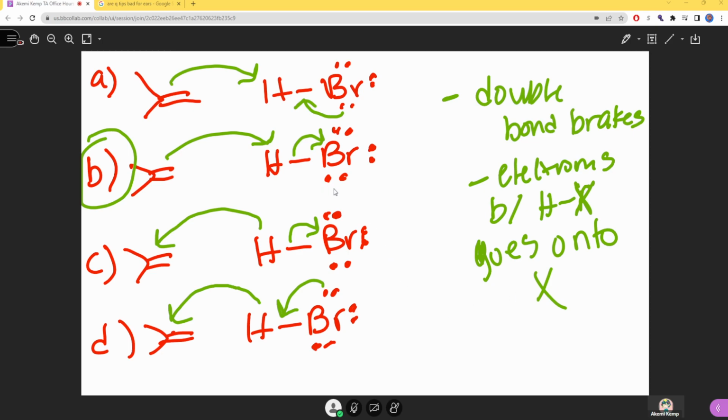It isn't A, because that's not how it works. The tail of the arrow always represents where the electrons are coming from. So the tail starts from the electrons, and the head ends up going to where the electrons go.